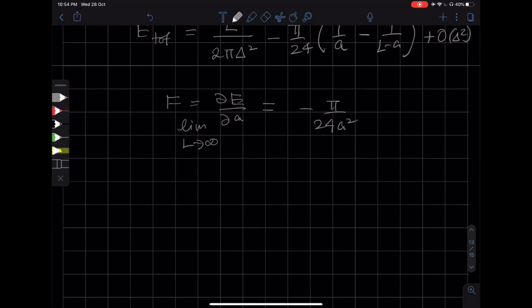So this is a very important result. And Casimir was able to show that the result is independent of the regulator that is used to regulate that infinite sum. So this is a very robust result, and it's a very physical result.